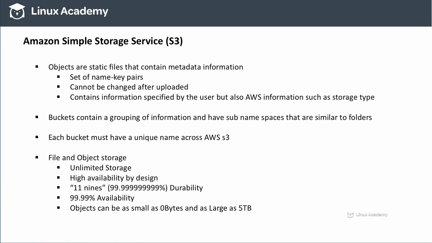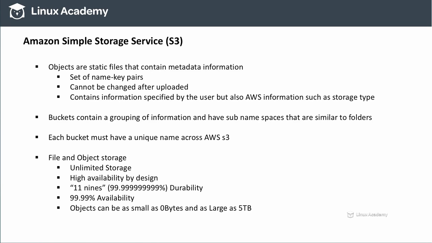Now, buckets, of course, are just a group containing a set of these objects. Inside of a bucket, we can have sub-namespaces, which look and act like folders. However, technically speaking, it's just a namespace and organized differently in the backend for AWS. Inside of the console, we view those and they look exactly like folders would when you're browsing a file system.